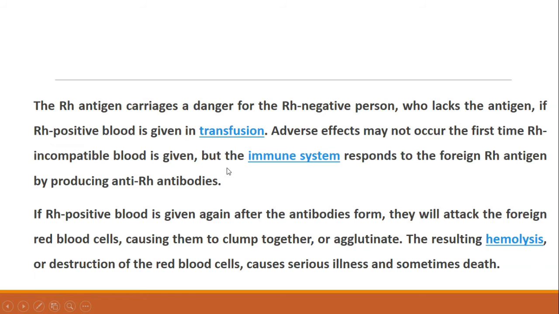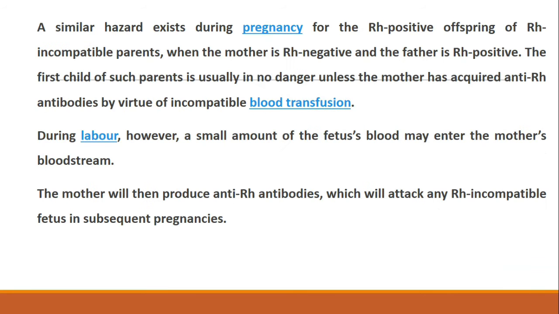Another case is that a similar hazard exists during pregnancy for the Rh positive offspring of Rh incompatible parents. When the mother is Rh negative and the father is Rh positive, the chances are more that the fetus would be Rh positive because the dominant characteristics are from the father. The first child of such parents is usually in no danger unless the mother has acquired anti-Rh antibodies by virtue of incompatible blood transfusion. So I am discussing this case.